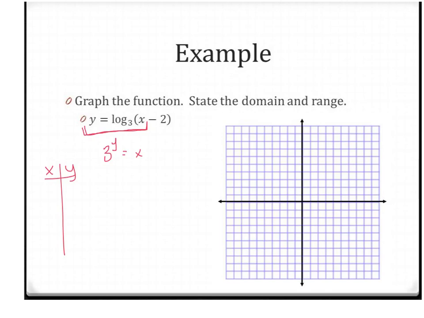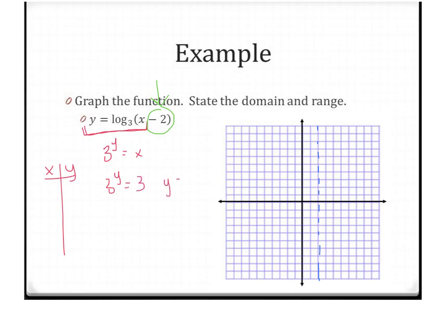If we do our parent graph, then what we're going to do is shift everything right 2. All right. And so, by the way, that is my vertical asymptote, because remember, x equals h is your asymptote. So there is my asymptote. Then we're going to come up with some values here, and they have to be x's that are greater than 2. So what happens then if I put in 3?